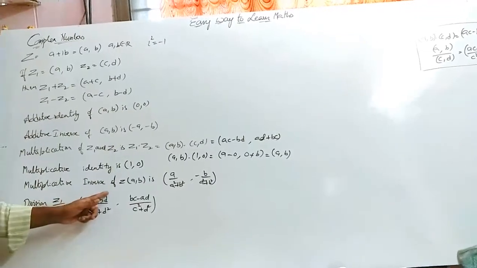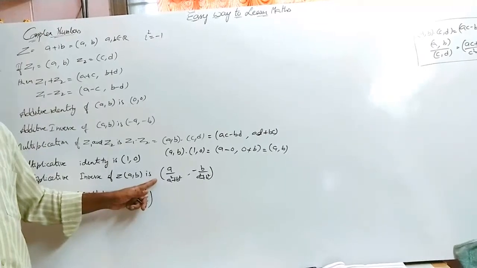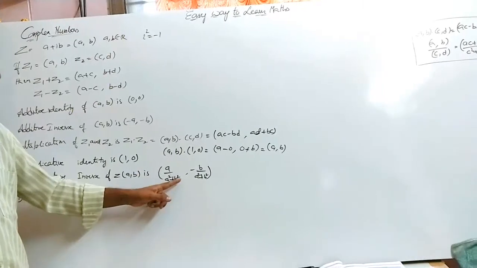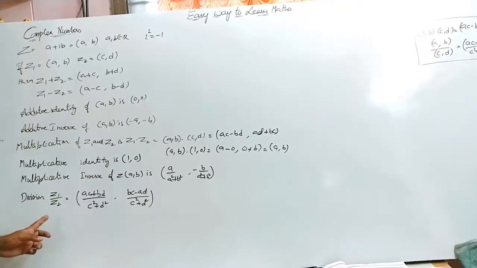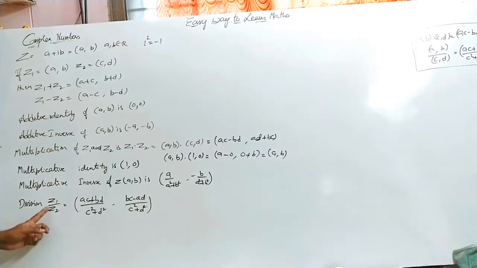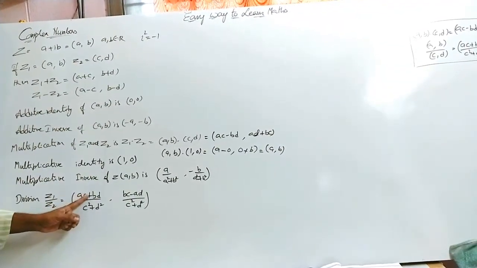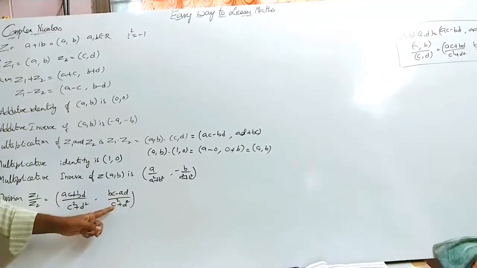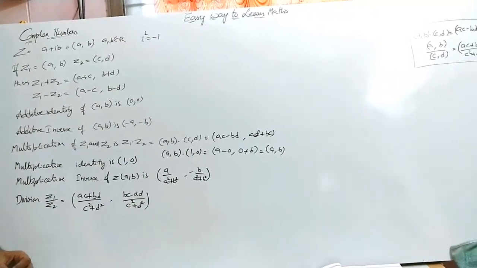And multiplicative inverse. Here also there is one formula for finding the multiplicative inverse. If Z equal to (a, b), then the multiplicative inverse of Z is (a by a square plus b square, minus b by a square plus b square). And similarly, for the division of complex numbers also, there is one formula: Z1 by Z2, where Z1 equal to (a, b) and Z2 is equal to (c, d), then it is nothing but (ac plus bd by c square plus d square, bc minus ad by c square plus d square). These are some of the properties and formulas relating to complex numbers.